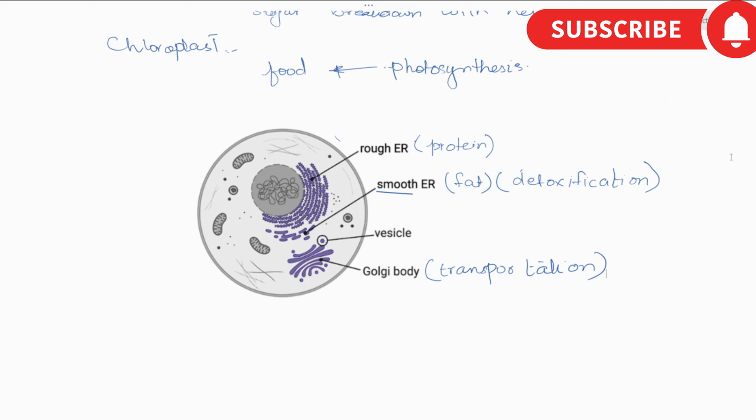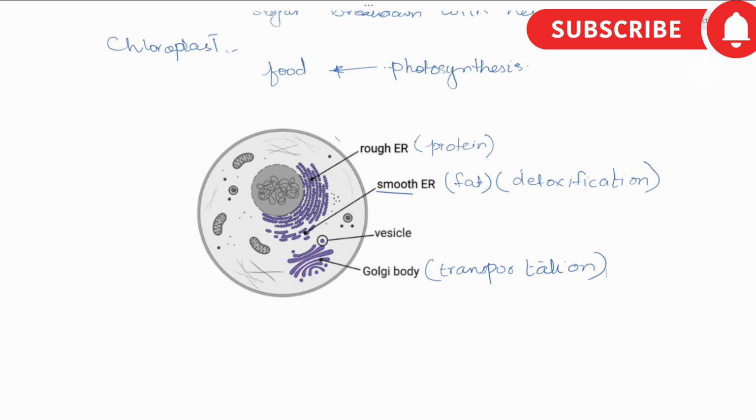Then there is rough endoplasmic reticulum and smooth endoplasmic reticulum, which have their own functions. The smooth endoplasmic reticulum synthesizes fats and also helps in the detoxification of substances. Then there is the Golgi body, which modifies and transports the protein. Then for energy production, mitochondria produce energy by cellular respiration. And in plants, chloroplast is present, which captures the sunlight and makes food by photosynthesis.